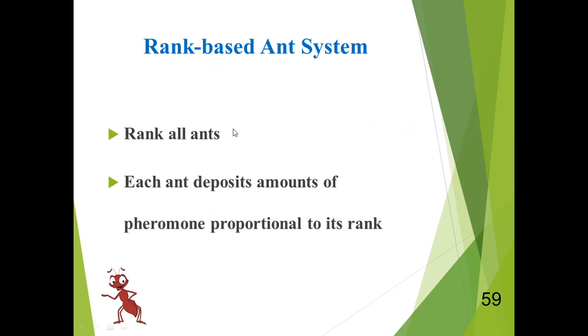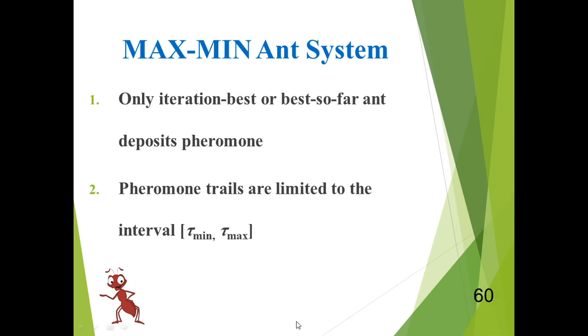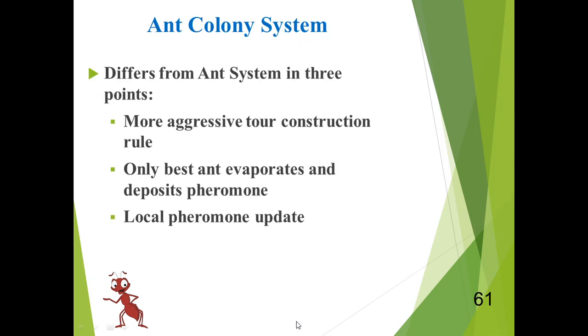Rank-Based Ant System: rank all ants, and each ant deposits an amount of pheromone proportional to its rank. Maximum-Minimum Ant System: only the iteration-best or best-so-far ant deposits pheromone. Pheromone trails are limited to the interval Tmin, Tmax.